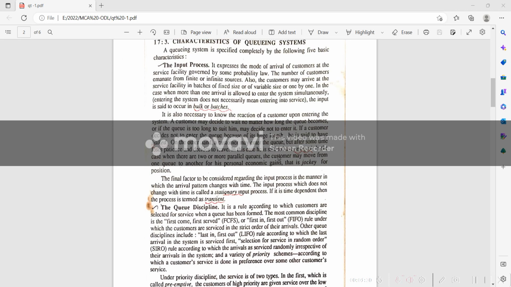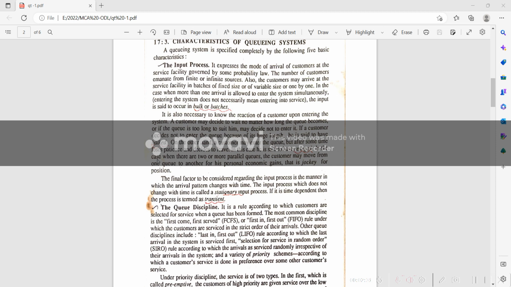Basically, we should know some important terms involved in a queuing system from an exam point of view. The first one is balked. Balked means a customer decides not to enter the queue because of its huge length. The length of the queue is very huge, so the customer decides not to enter the queue. That situation is known as balked. On the other hand, a customer may enter the queue but after some time loses patience and decides to leave. Initially he enters, but after some time he leaves the queue. That situation is known as reneged.